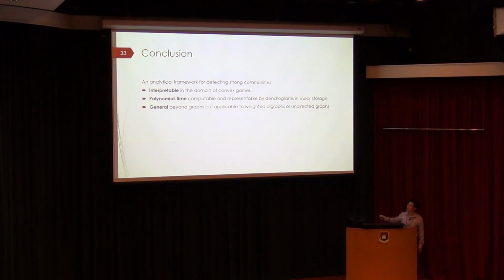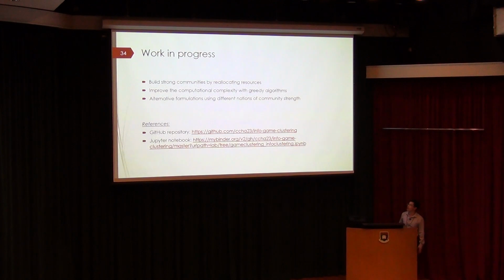We have studied a framework that is interpretable, polynomial time solvable, and also general. We are also looking into building strong communities, not just detecting them. We also want to improve the computation so that it is not V-squared maximal, but something faster. And then we also have alternative formulations using other notions in game theory.